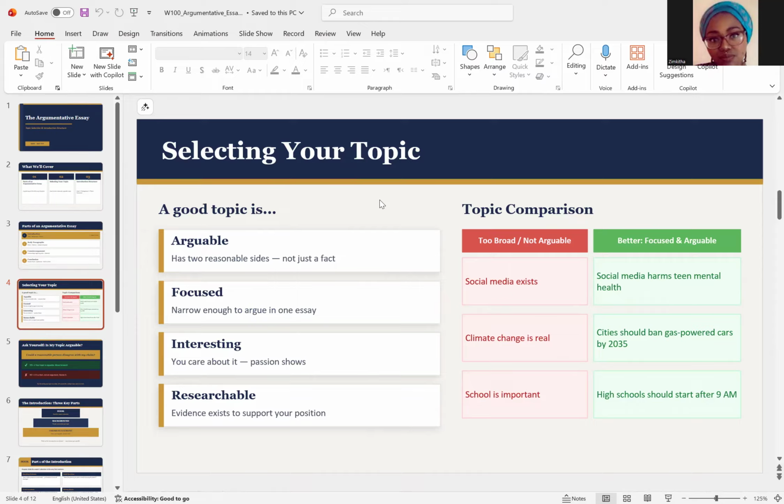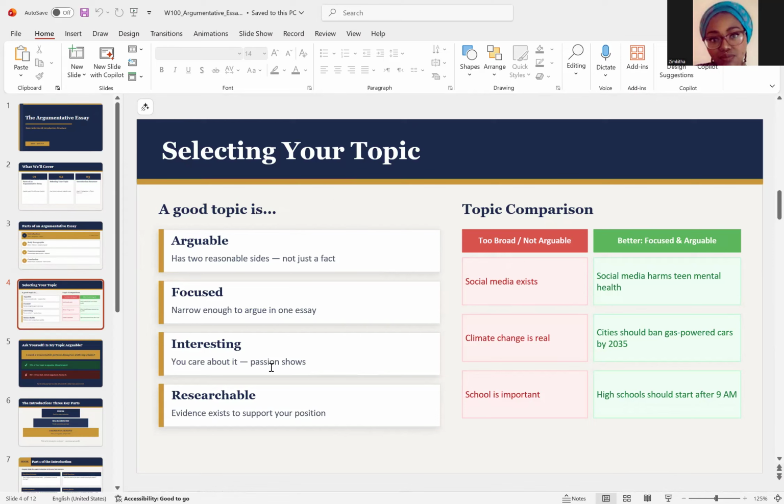That means it needs to be narrowed down. I have created a worksheet for you that will help you narrow your topic down. It cannot be something like education is useful. It's too broad. What education are you talking about? Are you talking about high schools? Are you talking about university? Are you talking about elementary education, basic education? It's too broad. You have to narrow it down.